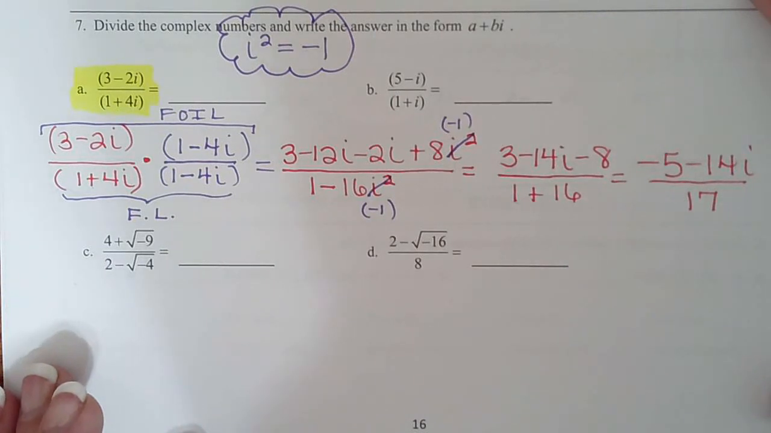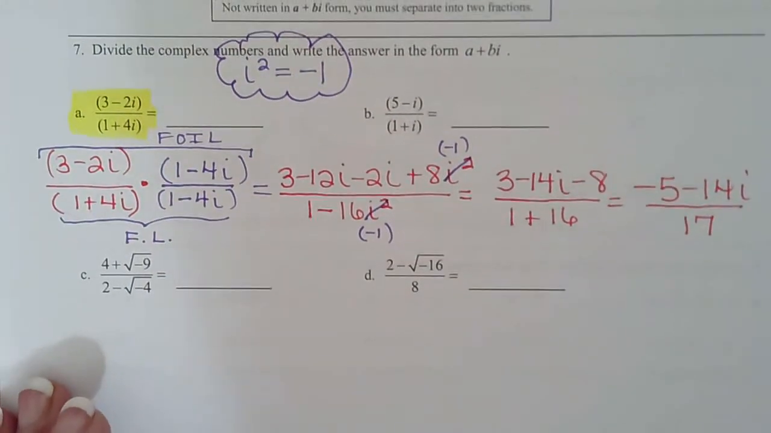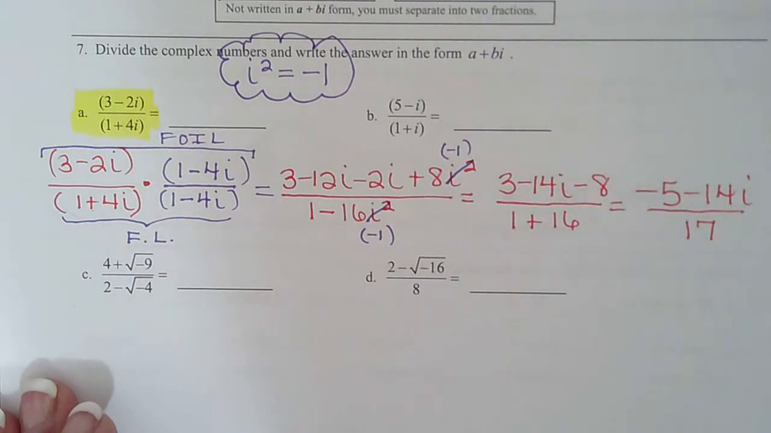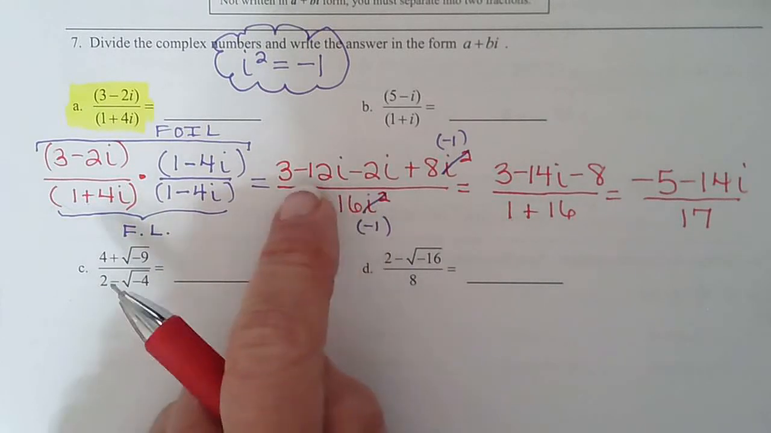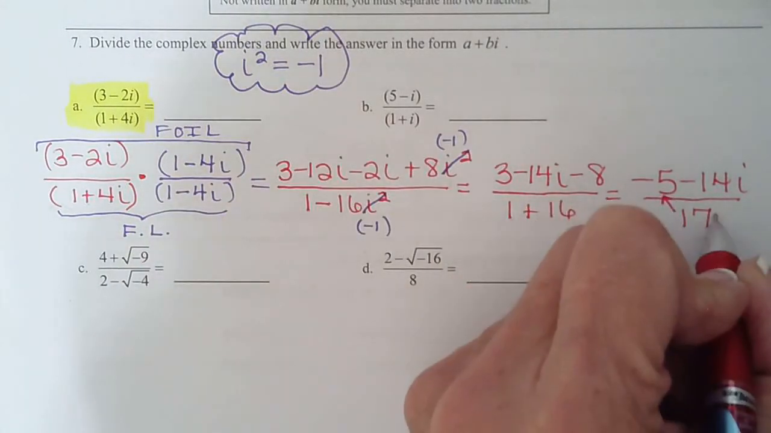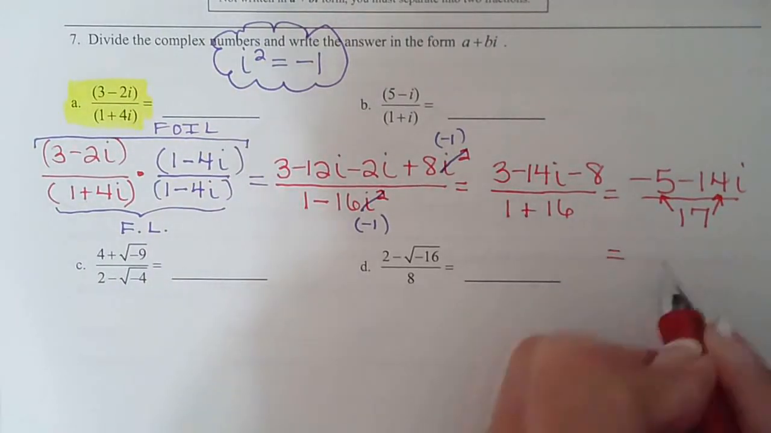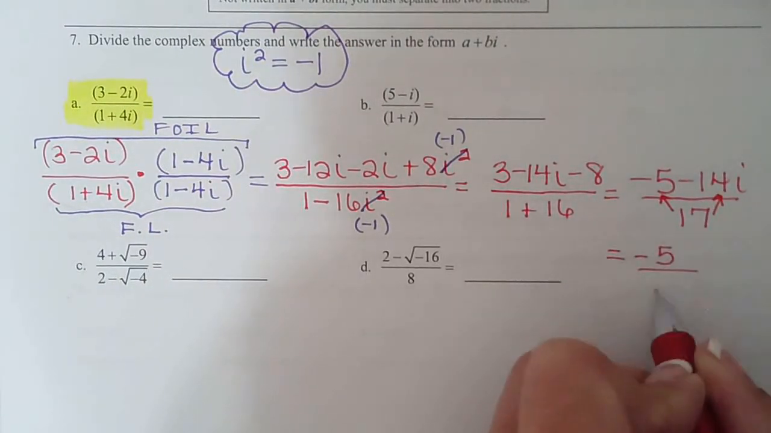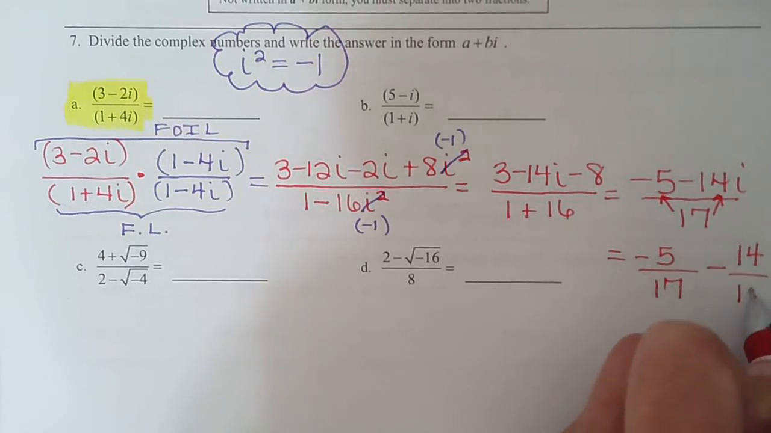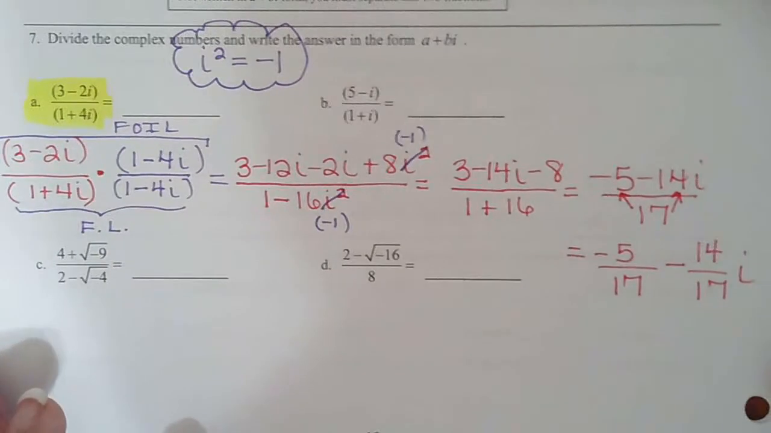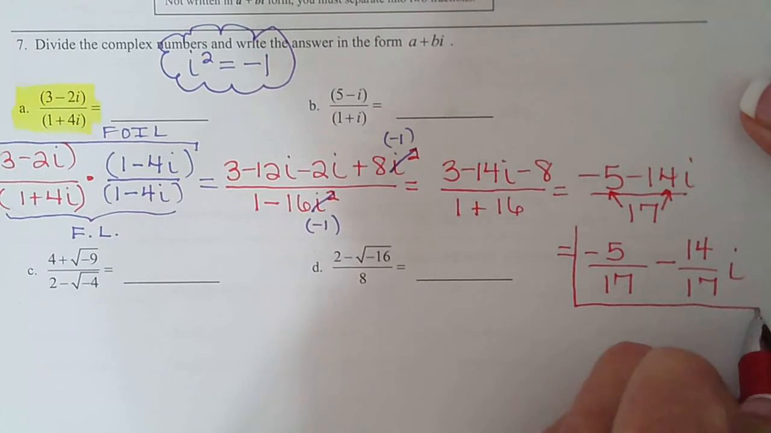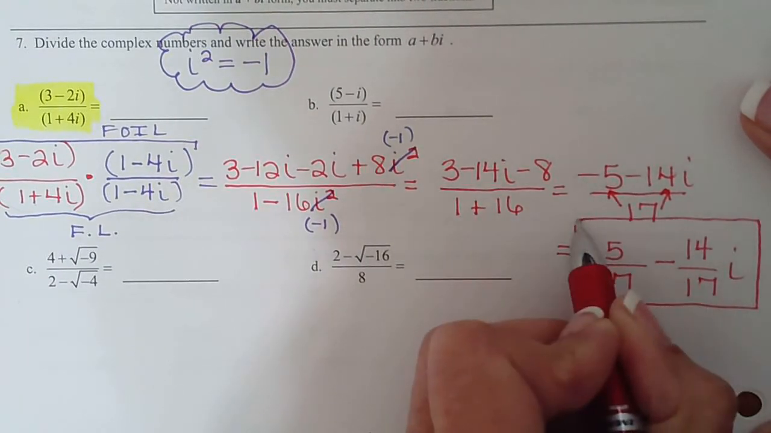But guess what? Not done. Because look what the directions say. We're not in a plus bi form yet. So we have to put this one over 17 and this one over 17. So the final answer will be negative 5/17 minus 14/17 i. Now it is in complex form, standard complex form. So now we can stop.